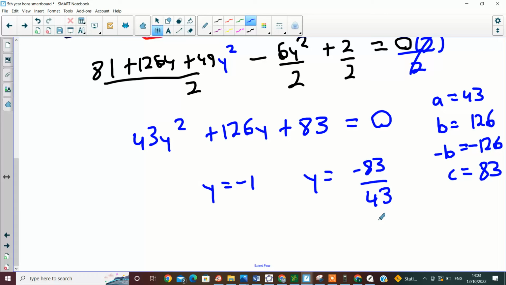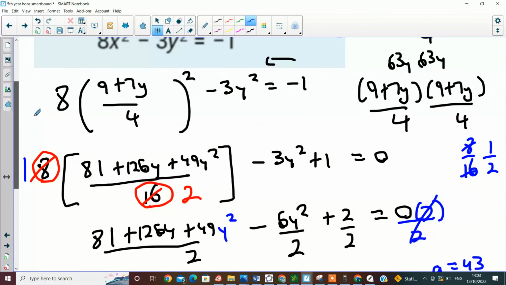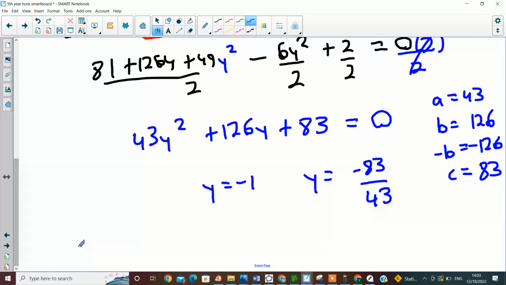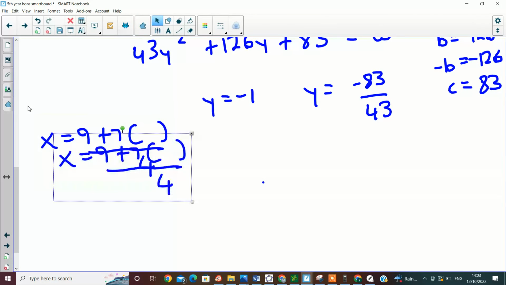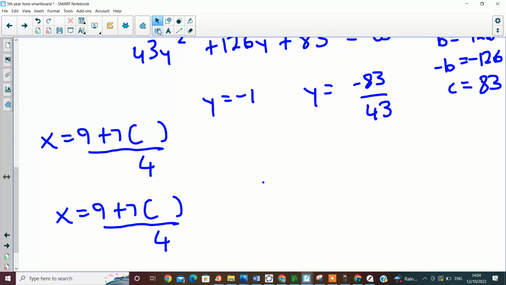Where have I lost 3 marks? Haven't made a mistake, though. Have to do the x's. If you go back to the top, x is 9 plus 7y divided by 4. X equals 9 plus 7 times whatever y is, divided by 4. And you're very much going to let your calculator do the work here. We're going to put in minus 1, and then we're going to do minus 83 over 43. And we get an answer for the first one: a half. Use your calculator. Honestly.